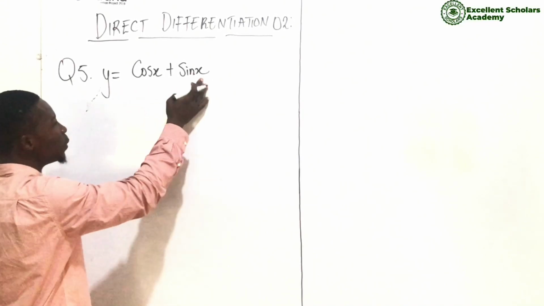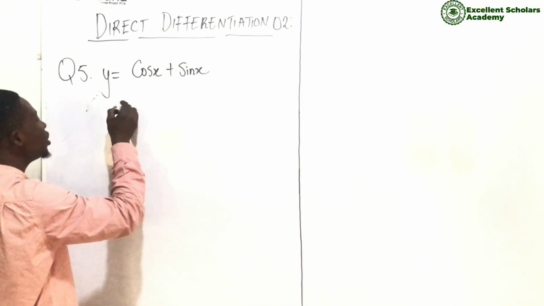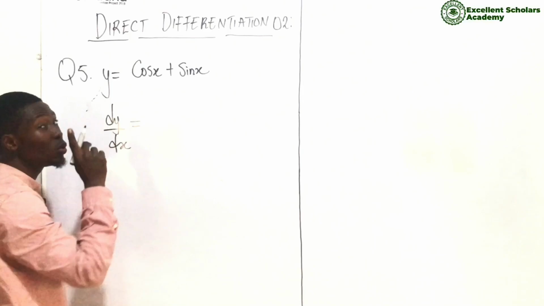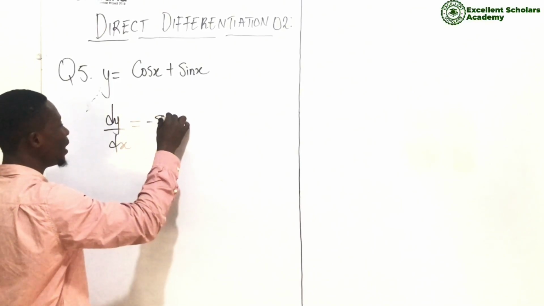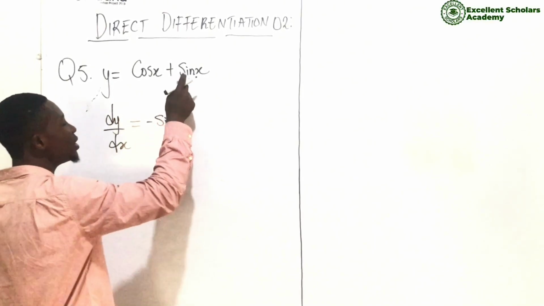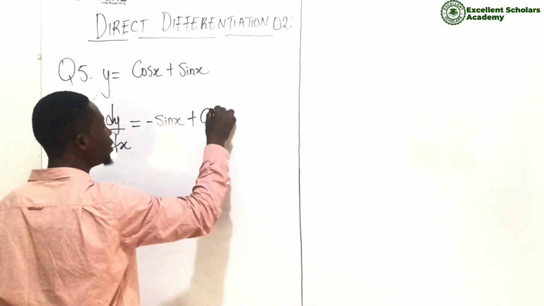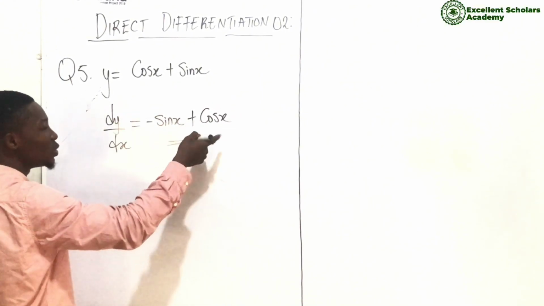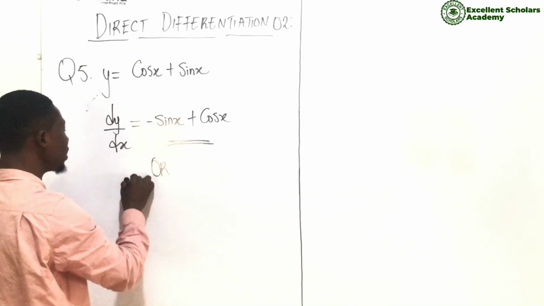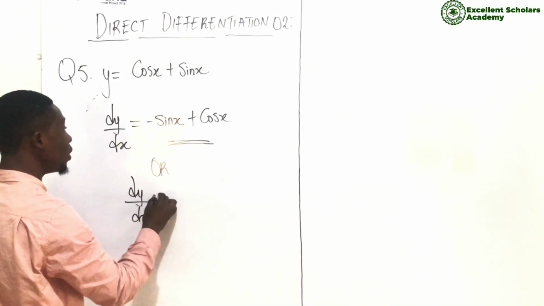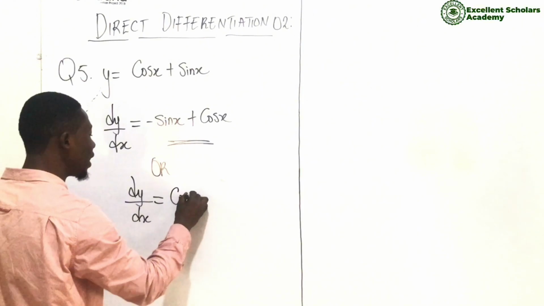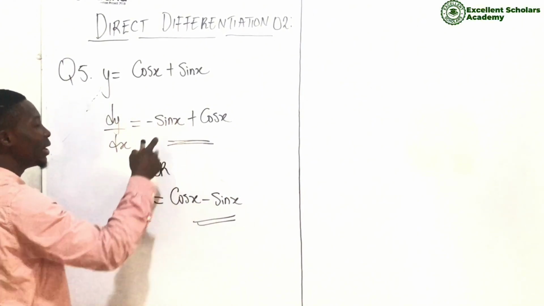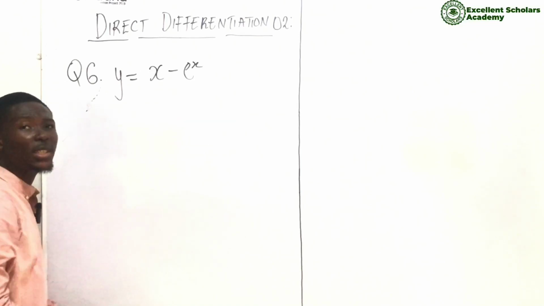y equals cos x plus sine x. Now to differentiate this, our dy dx is going to be equal to, if you differentiate cos x, don't forget you get minus sine x. Then if you differentiate sine x, you get cos x. So this is our answer. Okay, minus sine x plus cos x. Or you could also decide to write it as dy dx to be equal to, bring this in front, that's cos x minus sine x. Now any of these two is an answer. So this is the next question we're going to solve.